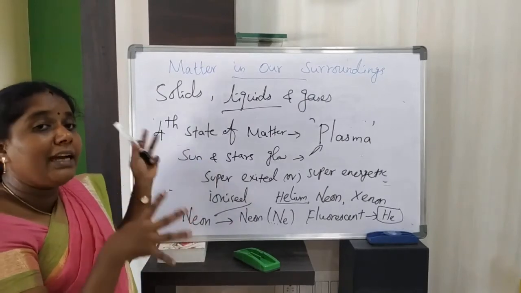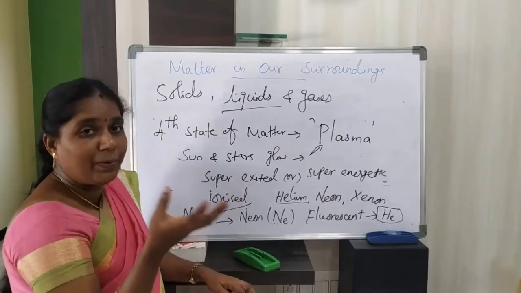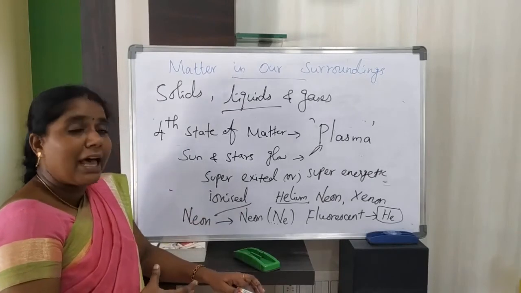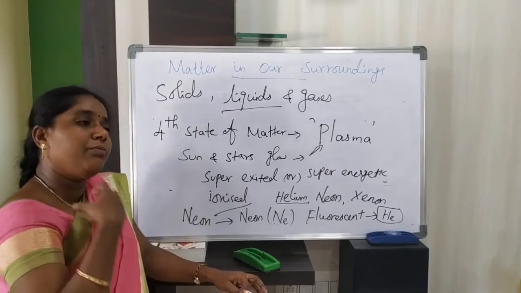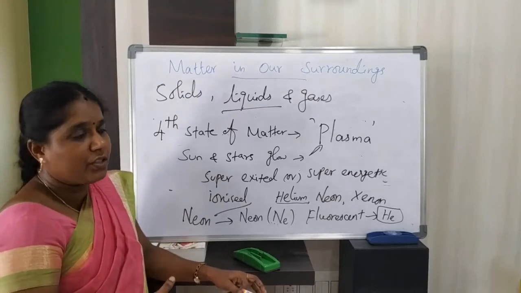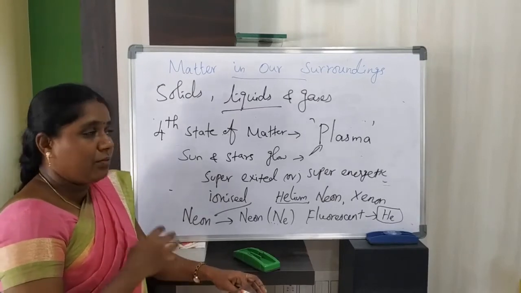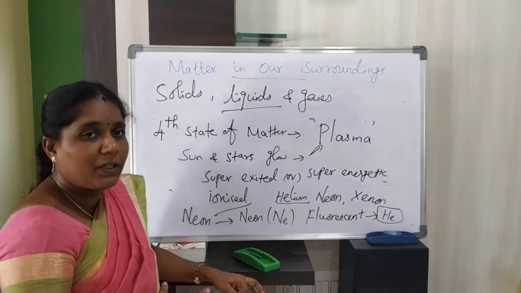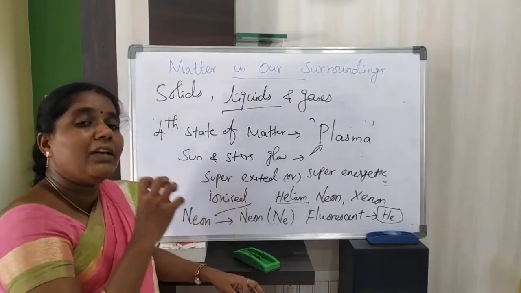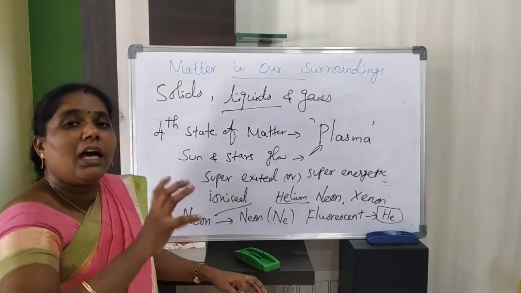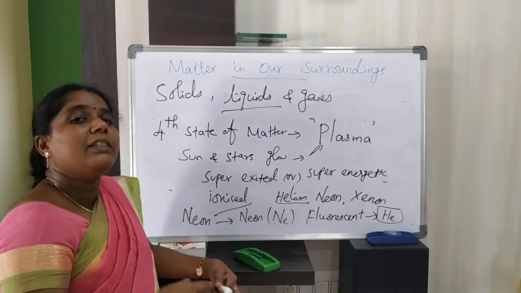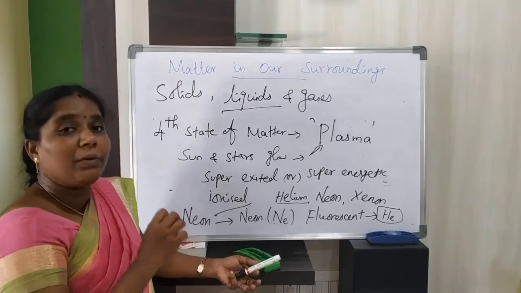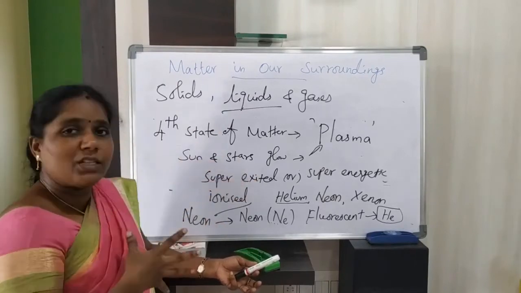Generally, the sun and stars glow because of the plasma present in them. This is a high energy particle state, that is temperature. If we give more temperature at low pressure, what happens at high temperature and low pressure is that gaseous particles get ionized easily. After ionization of gaseous particles, the movement of ions takes place. With the help of the movement of ions, the bulbs will glow, and the sun and stars will glow.